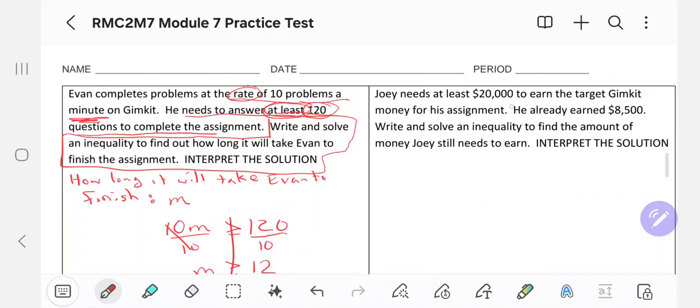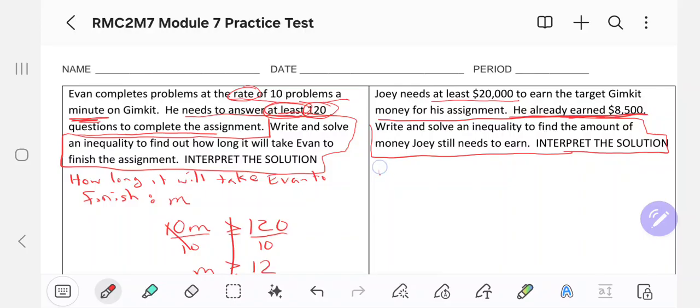Okay, Joey needs at least $20,000 to earn the target Gimkit money for his assignment. He already has $8,500. All right, it says write and solve an inequality to find the amount of money Joey still needs. Well, I don't see a rate at all in this. Let's underline what we do have, though. He needs at least 20,000, and he already has earned 8,500. Okay, and what are we trying to find? We're trying to find the amount of money Joey still needs to earn.